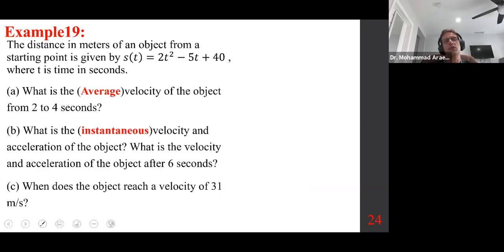The distance in meters of an object from a starting point is given as follows. S of t equals 2t squared minus 5t plus 40. T is time in seconds. What is the average velocity?